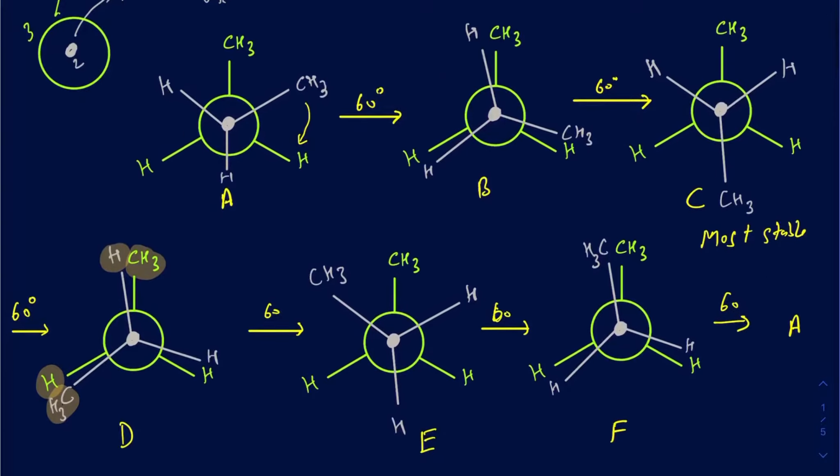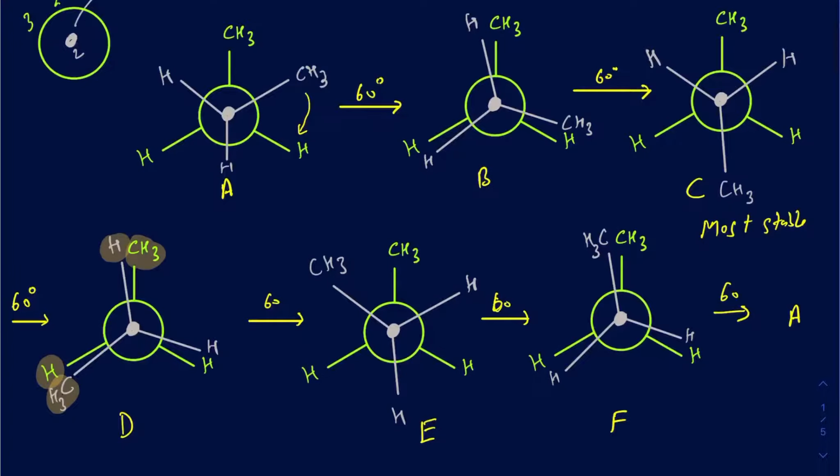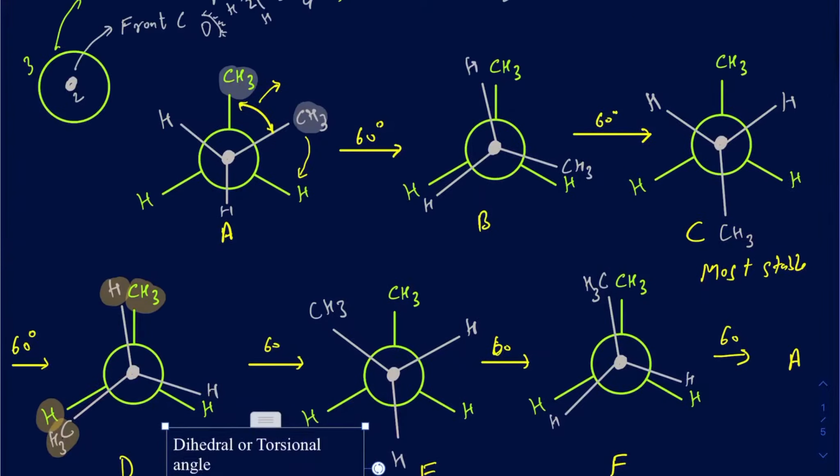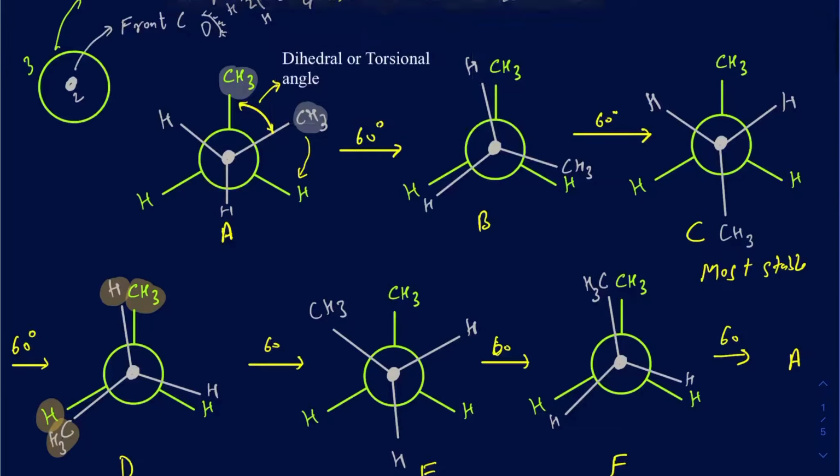If I'm focusing on the biggest group I have between the two carbons, the front carbon and the back carbon, I know there is going to be a CH3 in the back carbon and a CH3 in the front carbon. If I focus on the angle between those two biggest groups, it's going to be a 60 degree angle at this particular time. This particular angle is going to be called a dihedral angle. So I'm just going to go ahead and move this up here. So that's going to be your dihedral angle.